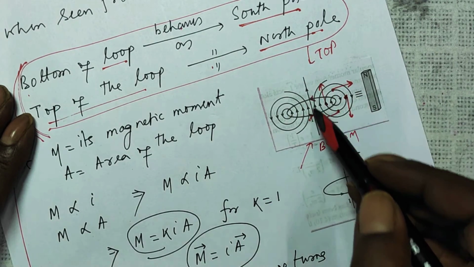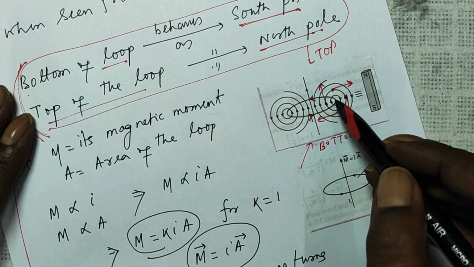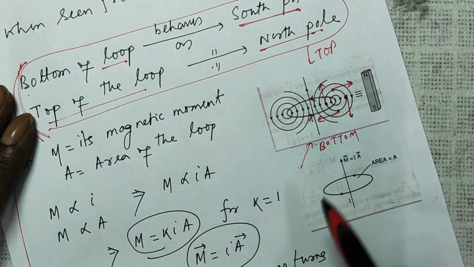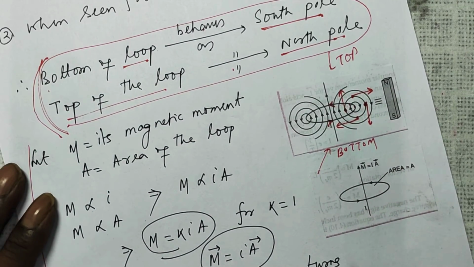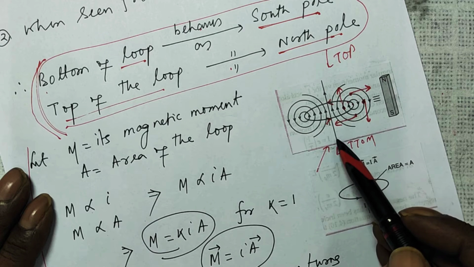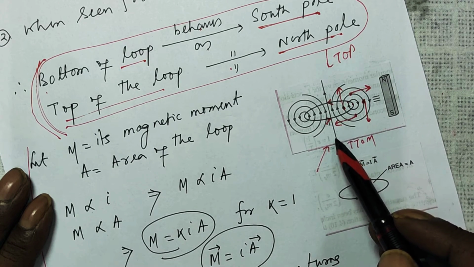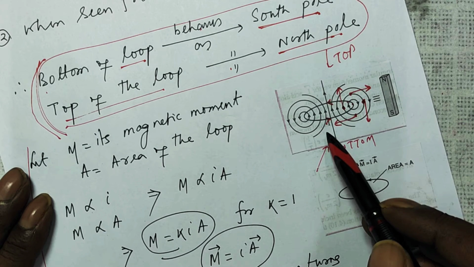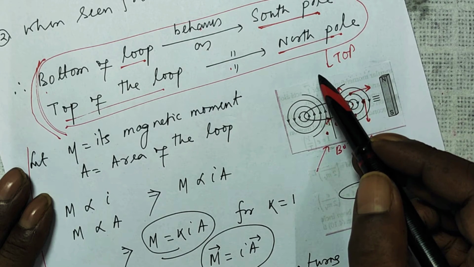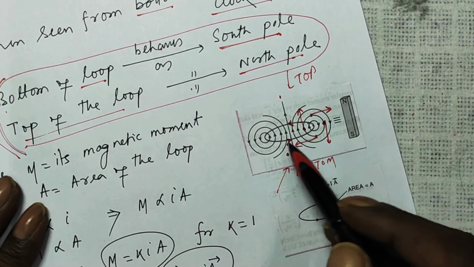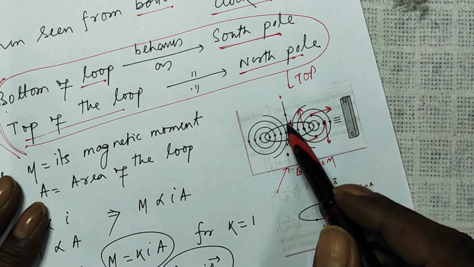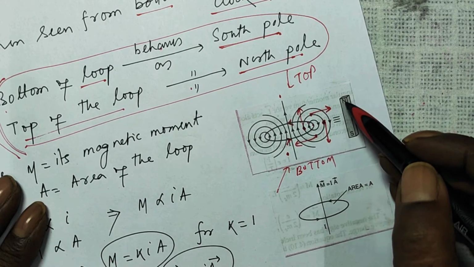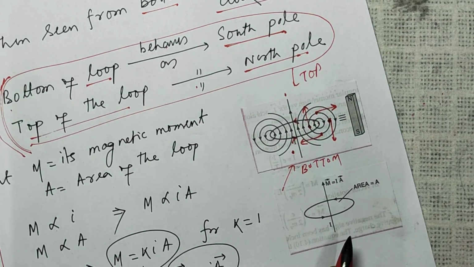And at the center it will be a straight line. For all other points, it will be circular loops. So therefore, since these field lines are entering from the bottom and coming out from the top, the bottom behaves as the south pole of a magnet and the top behaves as the north pole of a magnet. Means this loop carrying current behaves as a bar magnet like this. This side is south, this side is north. Right.